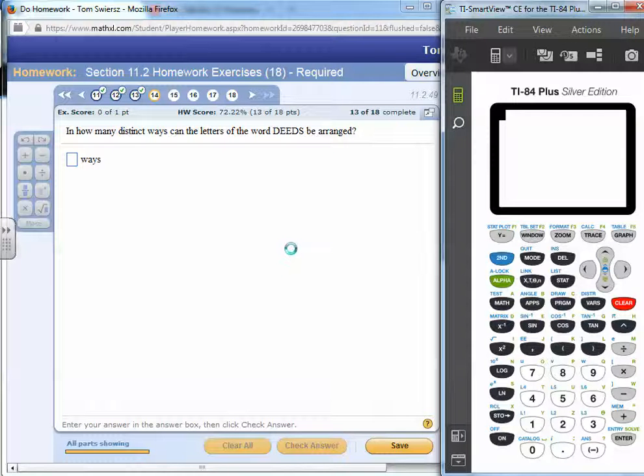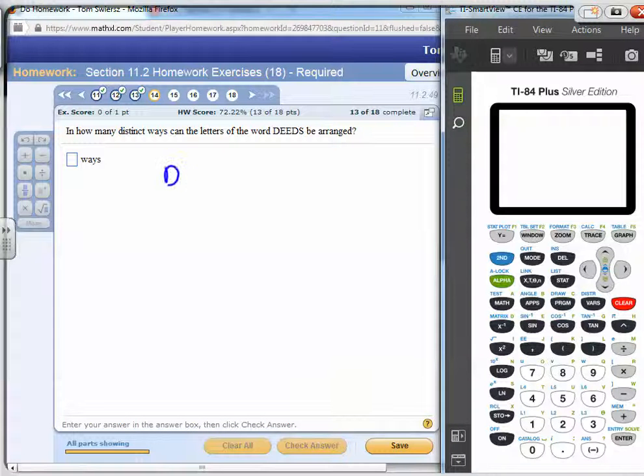Okay, number 14, how many ways can the letters of the word deeds be arranged? Now, this is a completely different formula. What happens now is some of the objects are the same. So there's 2 E's and 2 D's, so you wouldn't be able to distinguish if you switched around the D's. So you're going to have fewer permutations.